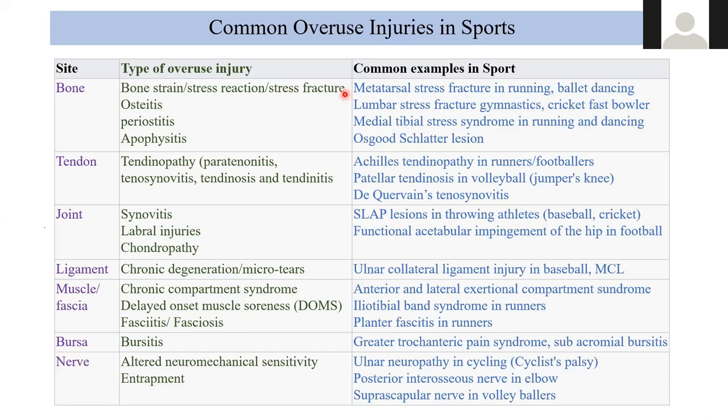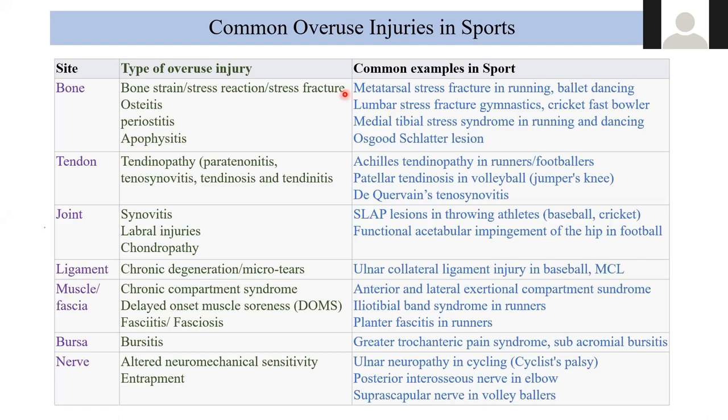and in muscle, chronic compartment syndromes, such as anterior, lateral, and exertional compartment syndromes. Fascia: delayed onset muscle soreness and iliotibial band syndrome, which in runners presents with lateral knee pain, and plantar fasciitis are overuse injuries of the fascia. When it comes to the bursa, commonly affected overuse bursae are the gluteal bursa, causing greater trochanteric pain syndrome, with trochanteric bursitis, and also subacromial bursitis, which causes impingement of the shoulder. So we will discuss that a little later.